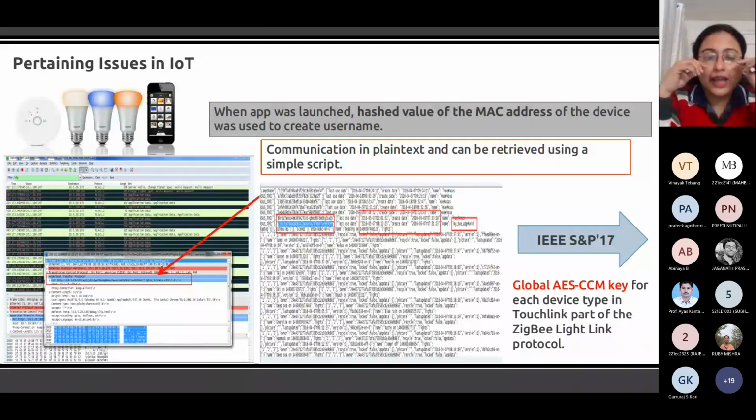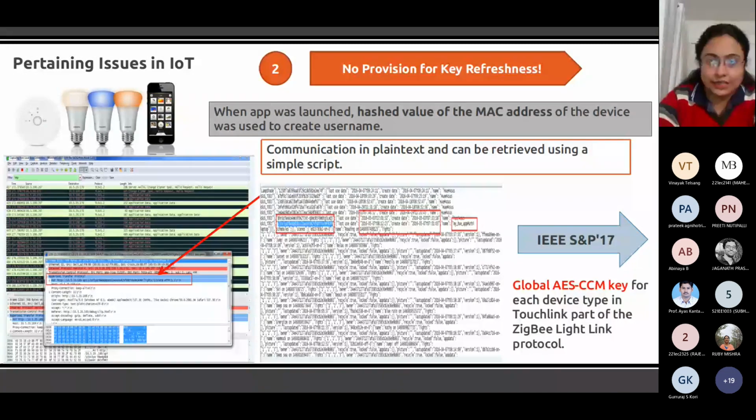That is where we do not need to break AES, we do not need to break RSA or do anything. These protocol-level mismanagements can actually hack your whole system, right? There is no provision for key refreshing; everything is static.